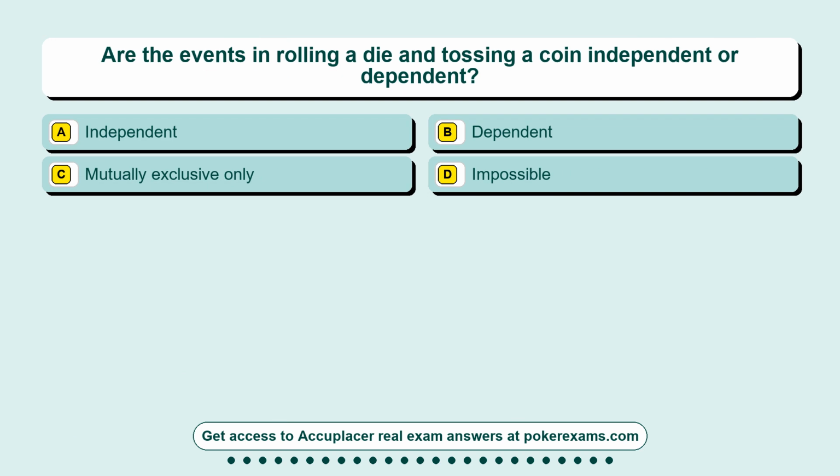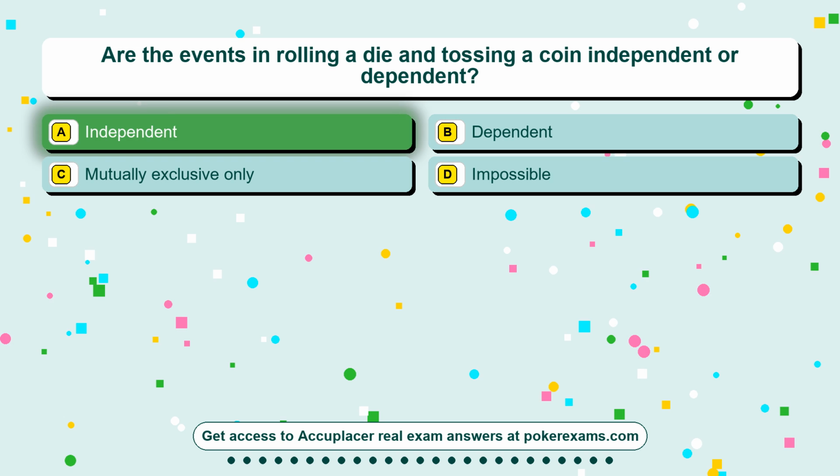Question 25. Are the events in rolling a die and tossing a coin independent or dependent? Option A, independent. Option B, dependent. Option C, mutually exclusive only. Option D, impossible. The correct answer is option A, independent.